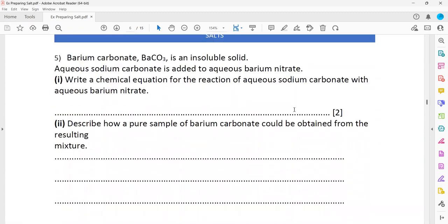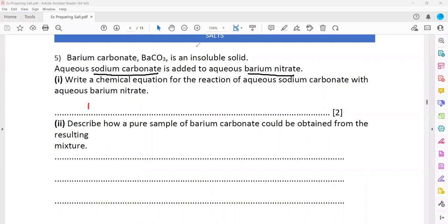Question 5, barium carbonate is insoluble salt. Aqueous sodium carbonate is added to barium nitrate. So how are insoluble salts prepared? Insoluble salts are prepared by ionic precipitation. So we mix aqueous sodium carbonate to aqueous barium nitrate, like two salt solutions are mixed together.